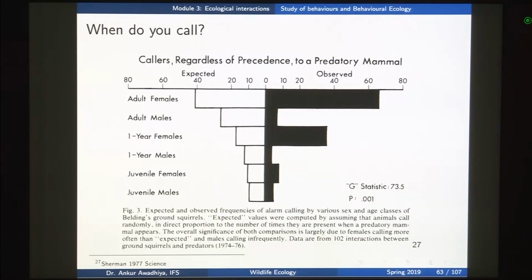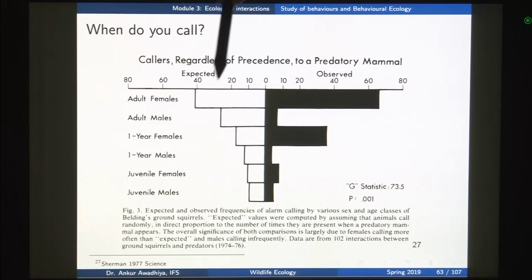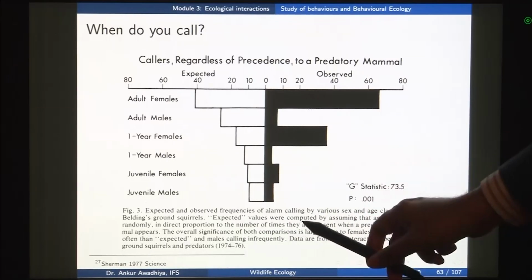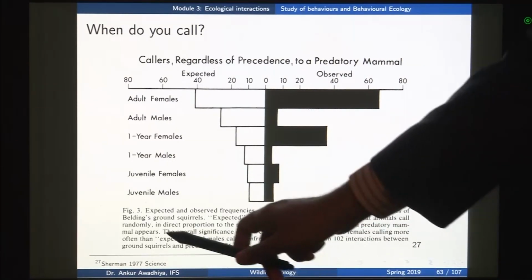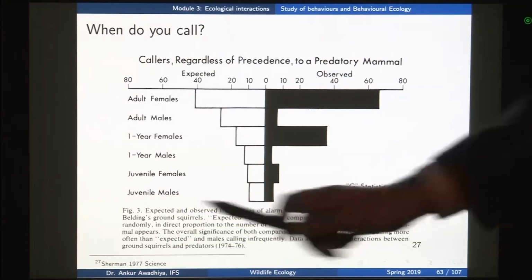So, this phenomenon was studied. Scientists tried to understand when you make a call. Here we have a graph of the callers regardless of precedence to a predatory mammal. Here we see the adult females, and here we have the expected rate of calling and here we have the observed rate of calling. Now, the expected rate of calling is computed by assuming that animals call randomly in direct proportion to the number of times they are present when a predatory mammal appears.